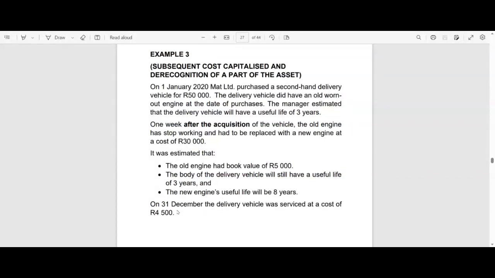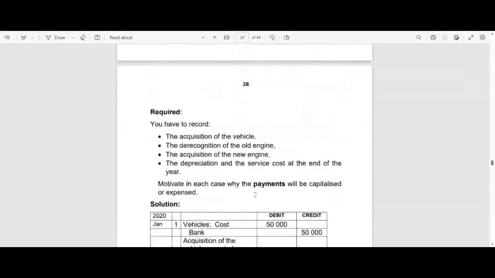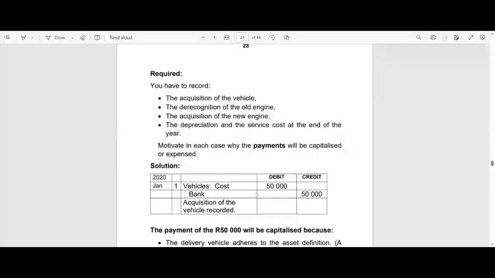And then they also say on the 31st of December, the delivery vehicle was serviced at a cost of 4,500. Now, what is required of us, ladies and gentlemen? We have to record the acquisition of the vehicle, the derecognition of the old engine, the acquisition of the new engine, and the depreciation and the service cost at the end of the year.